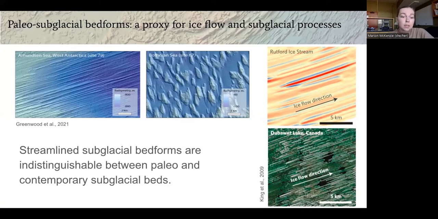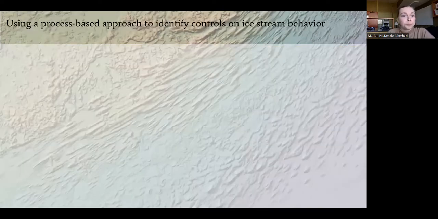So if we see subglacial streamlined bed forms created in the Rutford ice stream in modern times and compare them to the Dubawnt Lake streamlined bed forms, as King et al. 2009 did, these features are morphologically identical, indicating that these processes have been the same through time. Therefore, looking at these bed forms as a proxy for ice streaming and different characteristics is possible and a really useful proxy. And so that's exactly what I propose to do.